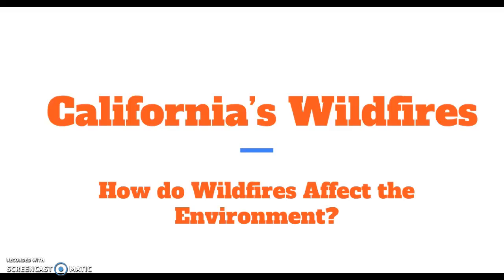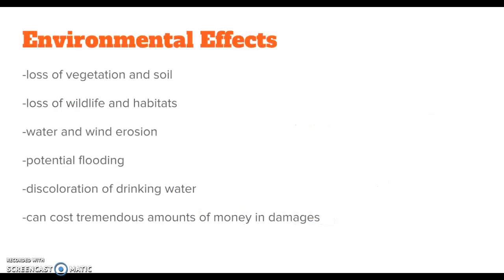Hi, I chose to focus on California's wildfires, or just wildfires in general, for a current event, news event. And my question is, how do wildfires affect the environment? Some of the environmental effects are loss of vegetation and soil, loss of wildlife and habitats, water and wind erosion, potential flooding, discoloration of drinking water. They can cause tremendous amounts of money and damages, and these can be elaborated on.